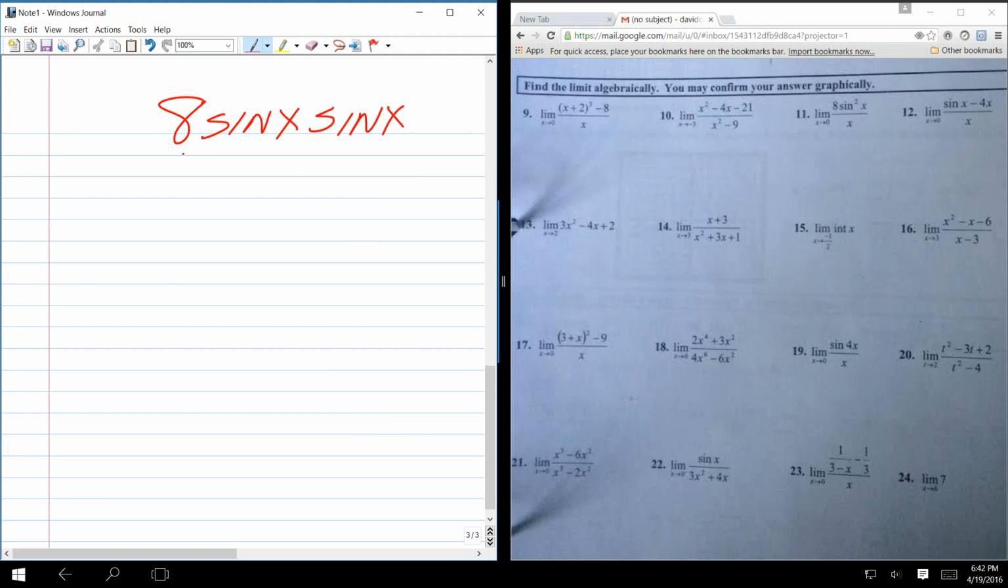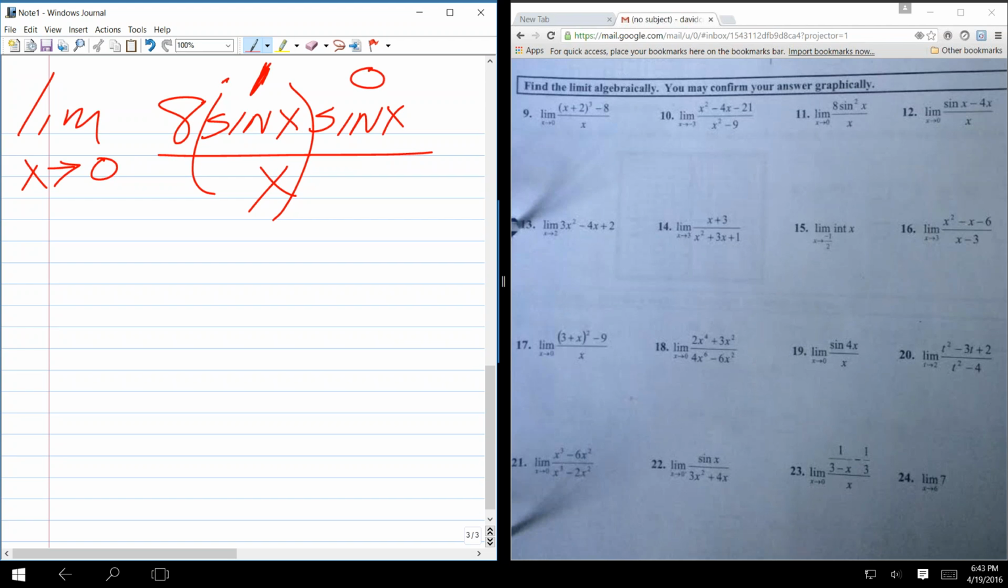Basically factoring the sine squared x. And I want the limit as x goes to 0. Well, I know what the limit of sine x over x is as x goes to 0. What's that limit? That's 1. So I got 8 times 1. What does this sine x do as x goes to 0? That's just 0. Correct. So I have 8 times 1 times 0. That limit is 0.